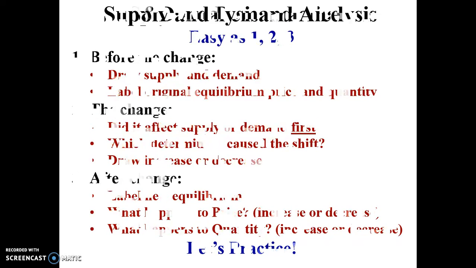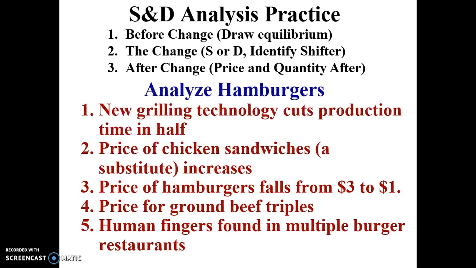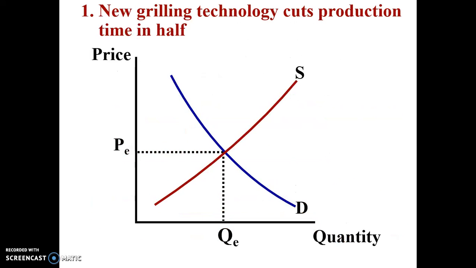And let's practice. So here we're gonna look at what it was like before the change. We're gonna look at the change, the supply and demand shift, and we're gonna identify the shifter. And third, we're gonna look after the change. What happened to the quantity? What happened to the price? So we're gonna look at hamburgers again. 5 different examples, and we'll do these one by one and talk about how shifts change equilibrium.